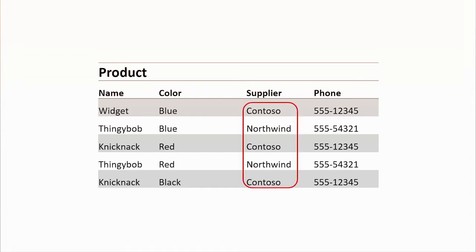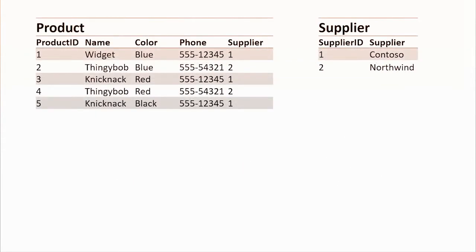So I can go ahead, I can see there's the problematic column. I can go ahead and I can split that out, and now I've got a product table and a supplier table. And I've assigned a unique ID to each supplier, I've assigned a unique ID to each product, and I'm using the ID for the supplier in the product table to say, hey, this is the supplier for this product.